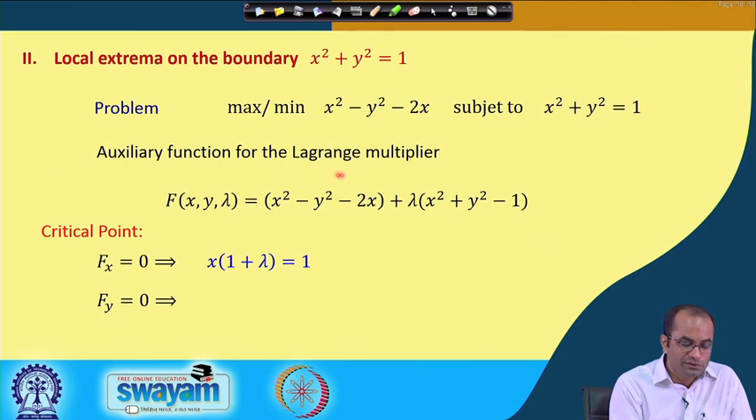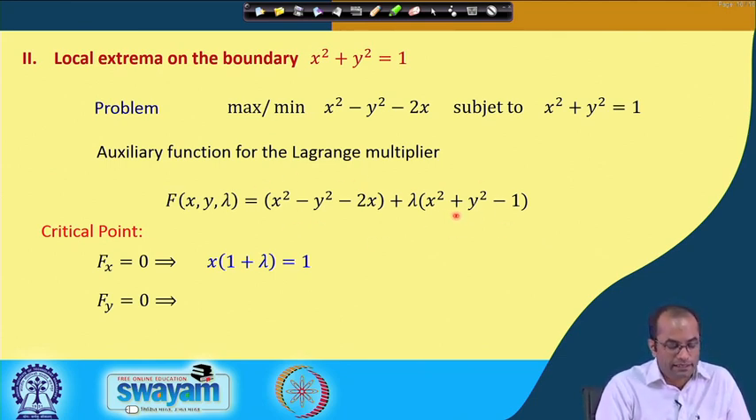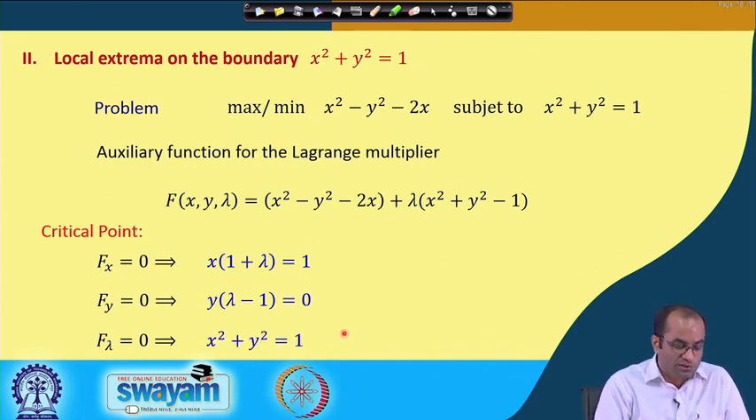And then f y is equal to 0. So, we have to differentiate now with respect to y, treating lambda and x as constant. So, we will get y times lambda minus 1 is equal to 0, the another equation. With respect to lambda, when we differentiate, we will get exactly our constraint. So, it is x square plus y square minus 1 is equal to 0. So, now we have to solve these three equations to get the critical points, and those points will be the candidates for the local maximum or minimum of the problem.